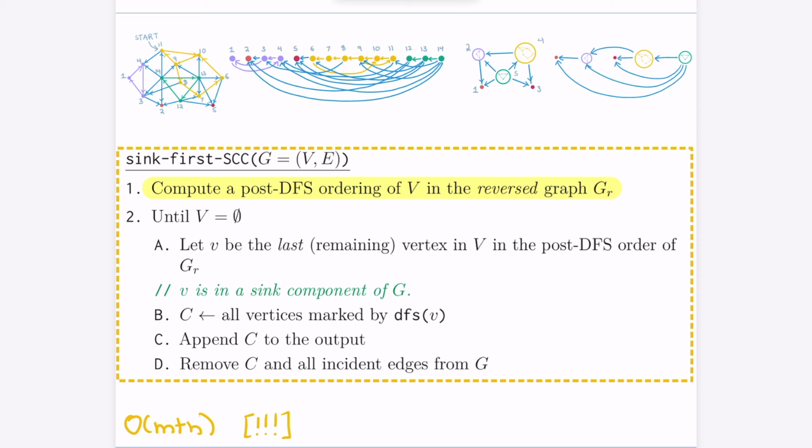Then you'll always be able to get vertices from the sink component, and you'll miraculously get an m plus n time algorithm. I think that's all we have. Any questions? It's the most magical algorithm we'll see in this class. It's all coming from being very careful about what the post-order DFS does, thinking about these things, and just adding them together.